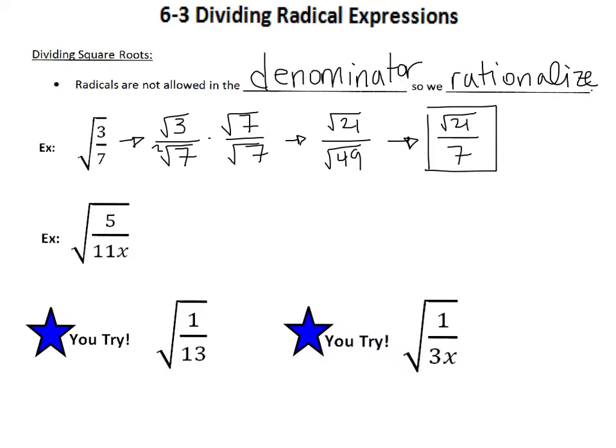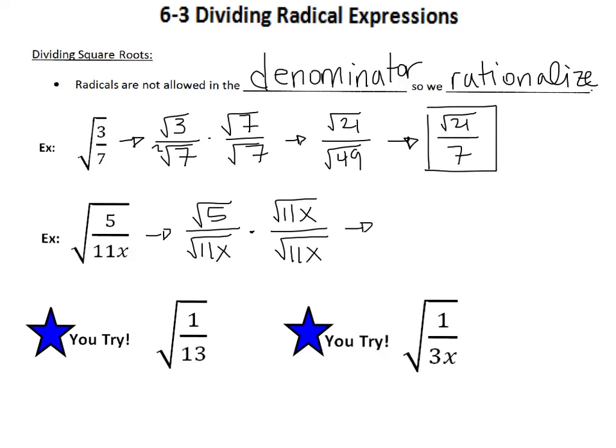In the second example, I'm going to first rewrite it, so both the numerator and my denominator have a square root. Now 11, that's another prime number. So for the 11 to leave the radical, it needs to leave in groups of 2, so I need another 11. I also have a variable, an x, and for the x to leave, it needs to be in a group of 2, so I also need an x. So I'm going to multiply my numerator and my denominator by the square root of 11x.